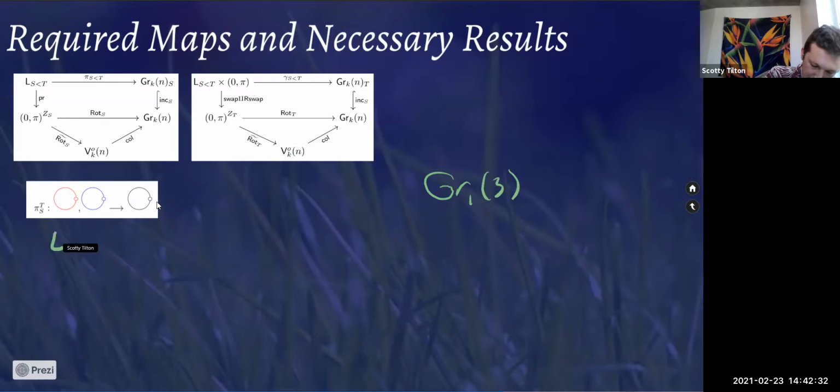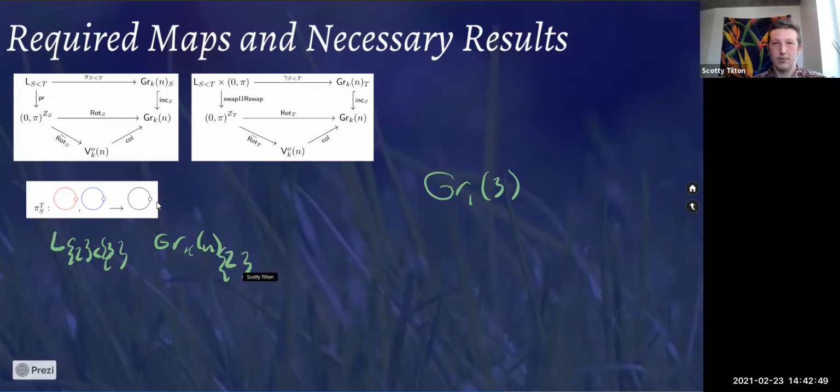This describes the link of 2 less than 3 inside of there, getting sent to the GRK and 2 stratum. That's what this map is describing. Are you guys still with me?